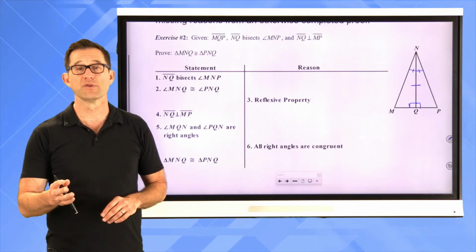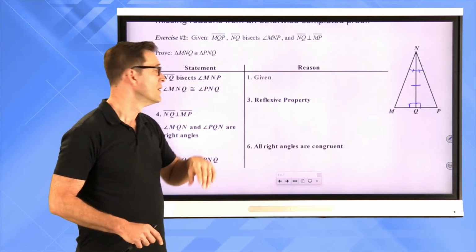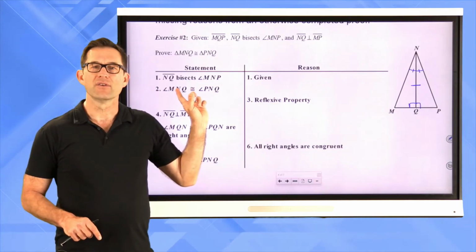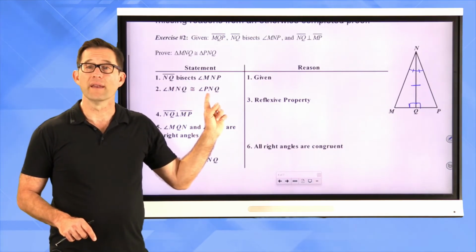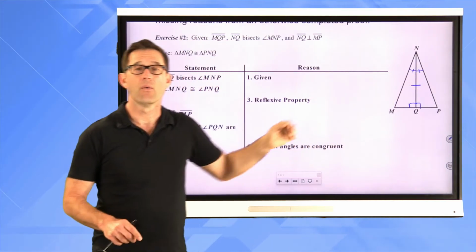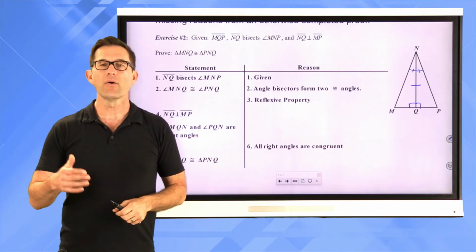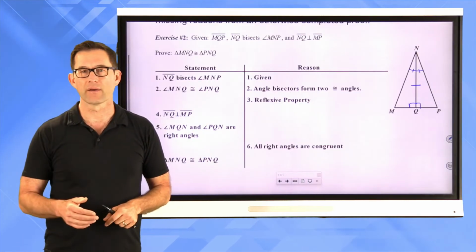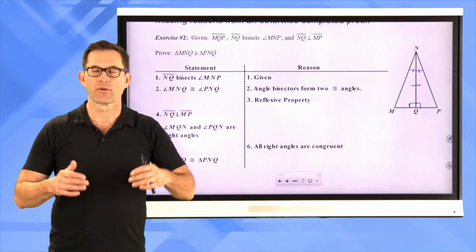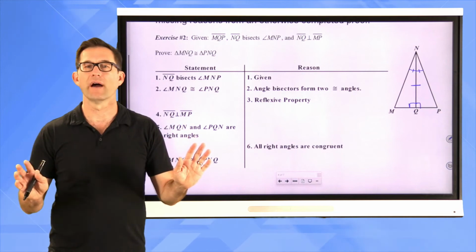All right, well, the first one should be easy. NQ bisects angle MNP. Simple enough, right? That's given. Now, angle MNQ is congruent to angle PNQ. Those are this angle and this angle. Why is that? Well, the reason should be something along this line. Angle bisectors form two congruent angles. And if you said, bisectors cut an angle in half, or angle bisectors cut an angle in half, or something like that, that's fine, all right?